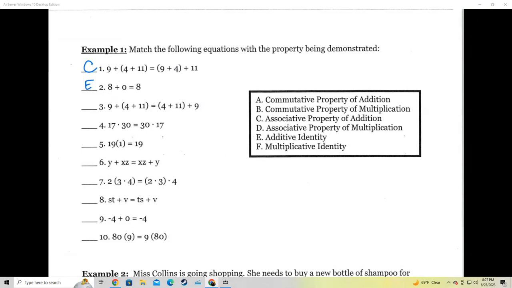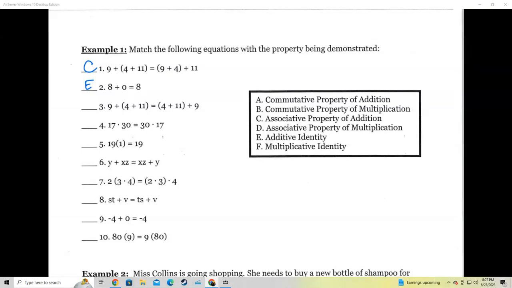Number 3 is the trickiest one. So be careful because I know you guys are looking at the parentheses, but that's not the way I want you to do this. Remember, I told you the first thing you need to do is decide if those numbers switch. So take a look at the numbers. I got 9, 4, and 11, and it changed to 4, 11, and 9. Did the numbers switch? If the answer is yes, that's automatically commutative property. And because I'm adding, this is commutative property of addition.